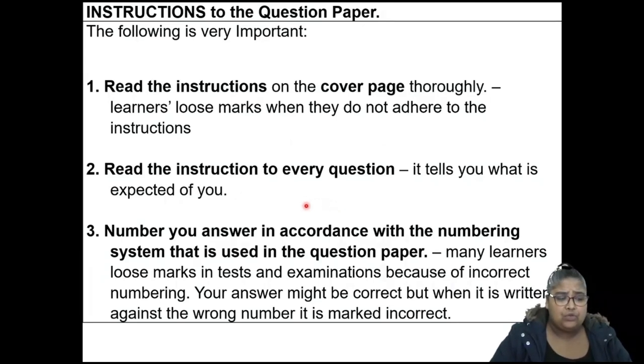Then, with regards to your numbering, please number your answers in accordance with the numbering system that is used in the question paper. Many learners tend to lose marks in their tests and examinations because of incorrect numbering. Your answer might be correct, but when it is written against the wrong number, then it is marked incorrectly, okay? So we have to take note of that as well.